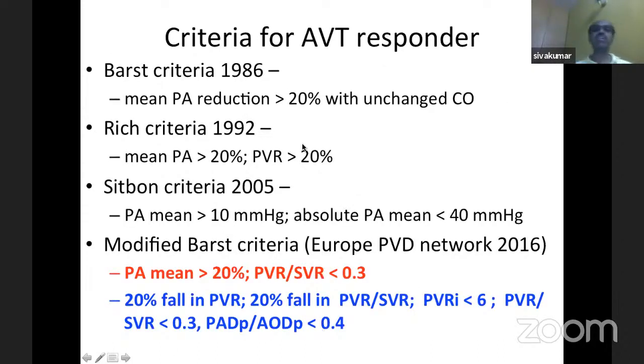The criteria that are used in shunts: take only the last blue line, 20% fall in PVR, or 20% fall in PVR to SVR ratio, or absolute PVRI less than 6, or PVR by SVR absolute value less than 0.3. Or the last value is PA diastolic pressure to aortic diastolic pressure less than 0.4. I'll come to some examples.